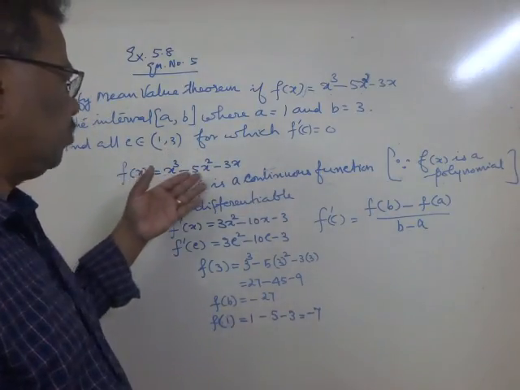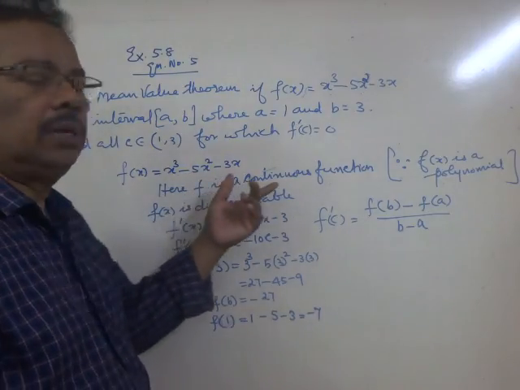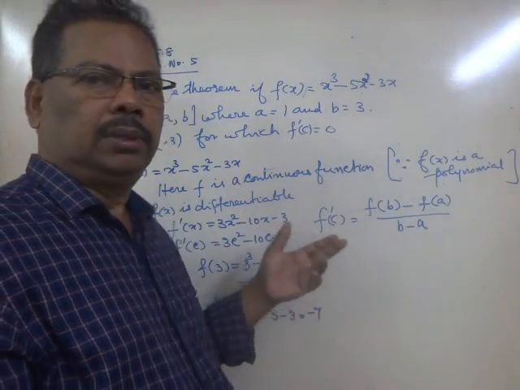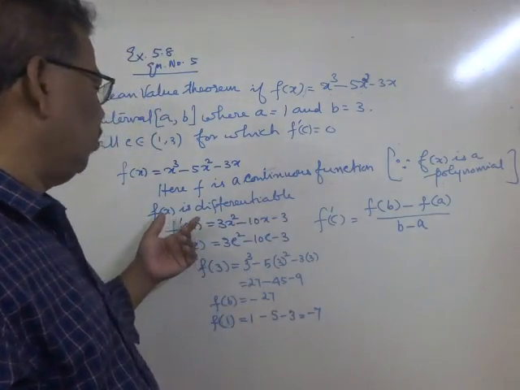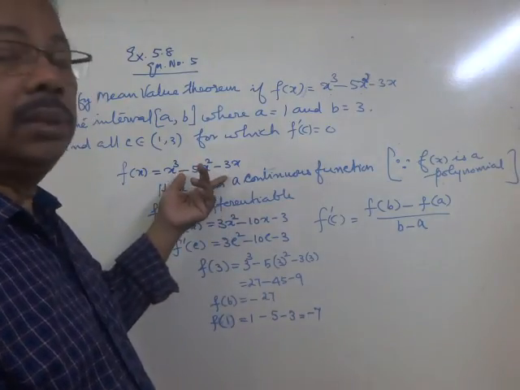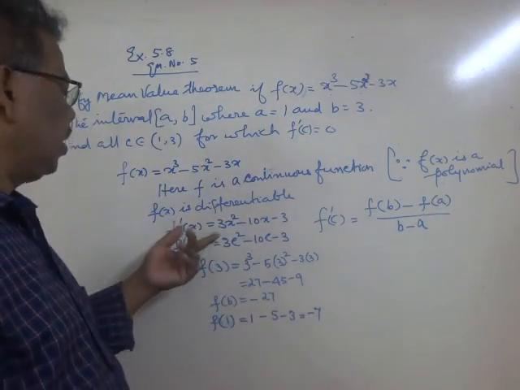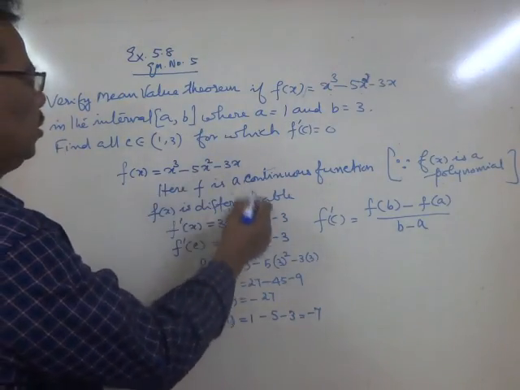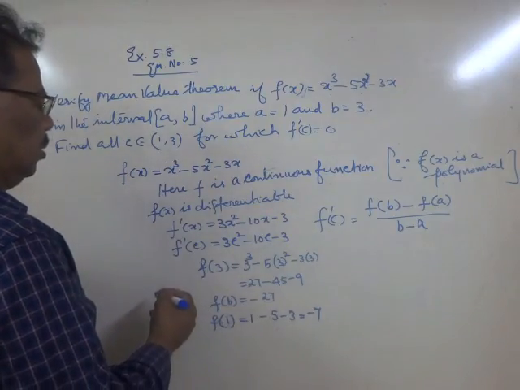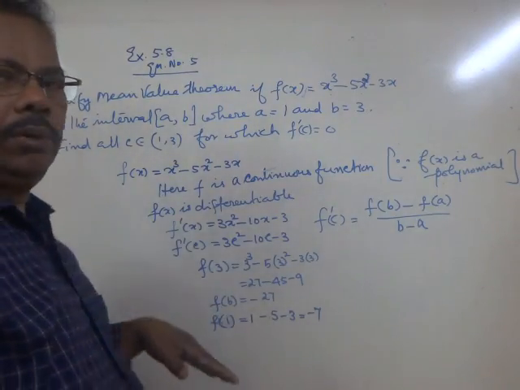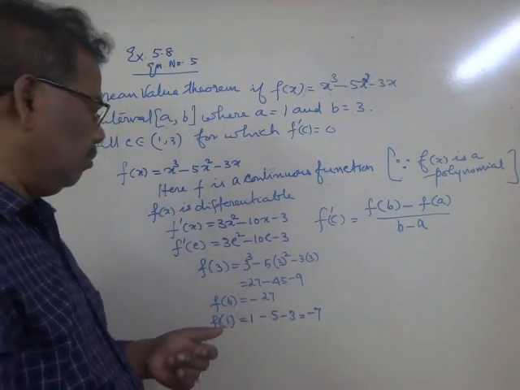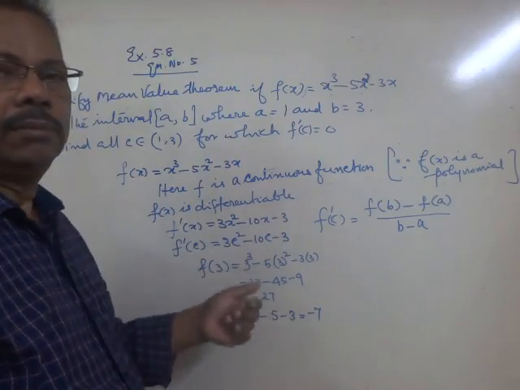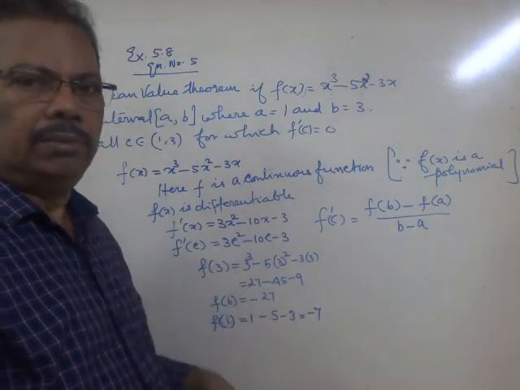f of x equals x cube minus 5x square minus 3x. Here f is a continuous function because it is a polynomial. All polynomial functions are continuous. And f of x is differentiable. This polynomial is differentiable. And f dash x is equal to 3x square minus 2 into 5, 10x, minus 3. Now, for a particular value of x equals c, f dash c can be written as 3c square minus 10c minus 3, and we have to find that c.